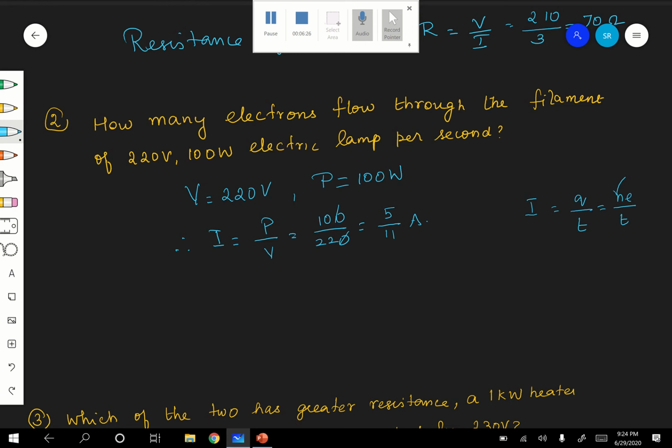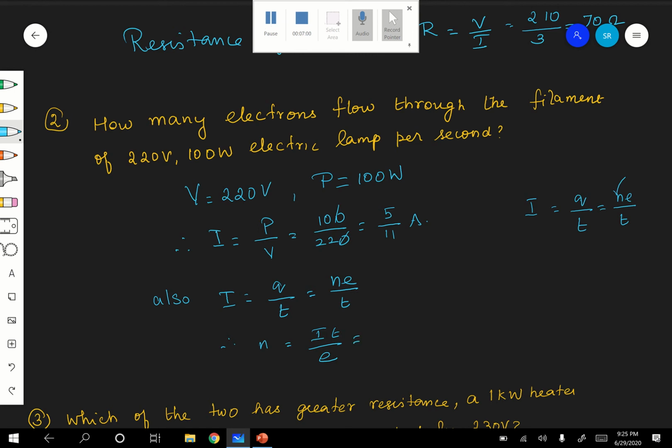But what is I also? I is equal to Q by T, just now I told you, that is equal to NE by T. Therefore, what is your N? N is equal to IT by E, cross multiplying. I is known now, you have found it out. N is equal to IT by E.